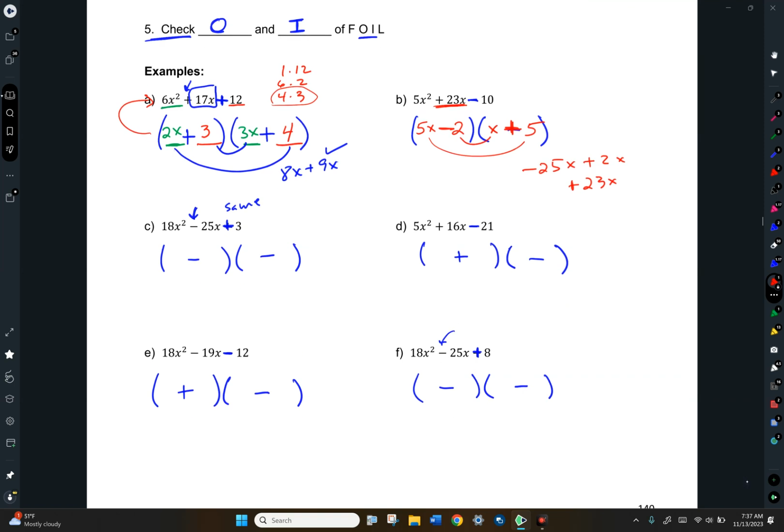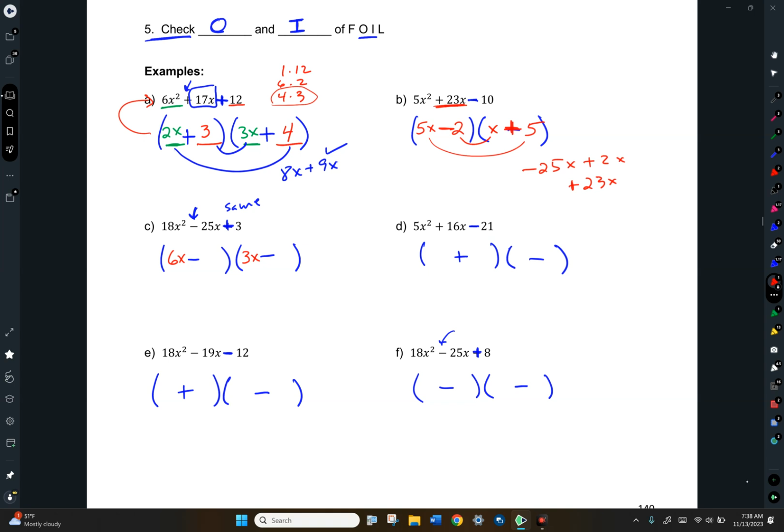Okay, go to letter C. All right, so I've already got it set up. So I know the first ones have to multiply to be 18. Well, I have 1 and 18, 9 and 2, 6 and 3. We always start with the smallest. So I'm going to start with 6x and 3x. Okay, I know on the other side, it has to multiply and be 3. So my only option is 3 and 1. But do you notice that I can't put 3 in either parenthesis because there'd be a common factor?